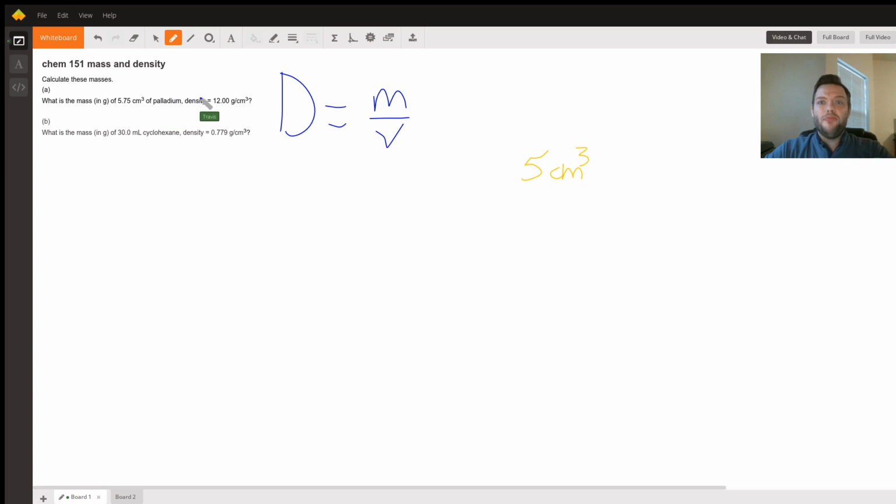Looking at the problem that's been provided to us, it's asking about density. Density is what's known as an intrinsic physical property. And what that means is, it doesn't matter how much of a substance you have. If it's the same substance, it's going to have the same density.